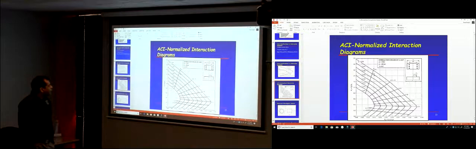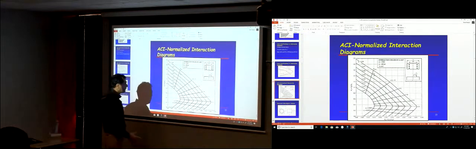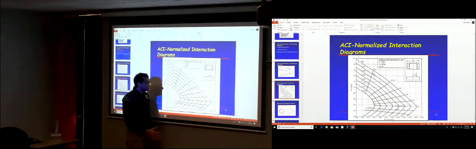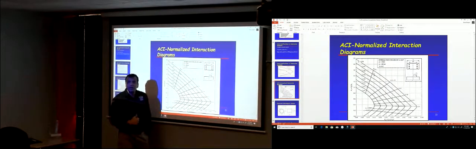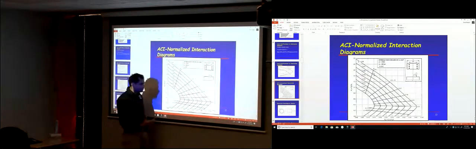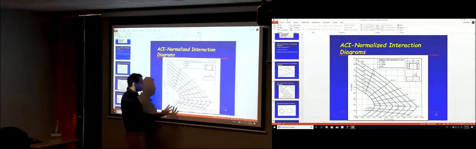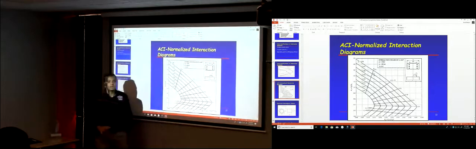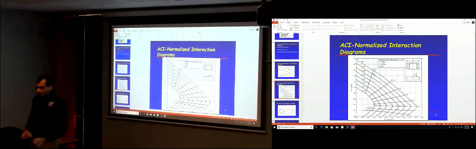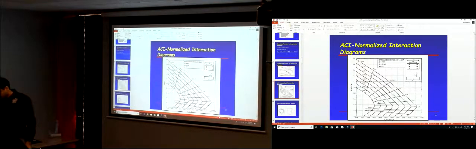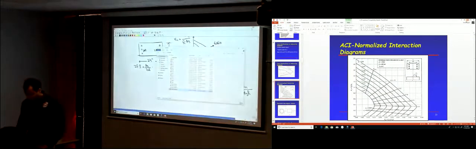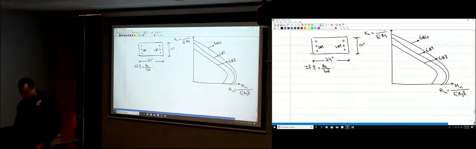So now, once we have those interaction diagrams, we need to use them to analyze a column or design a column. We have them, we can use them to design a column. So let's start with an example to see how to use those interaction diagrams to design a column to resist a given bending moment and an axial force. So that's example 10.3.